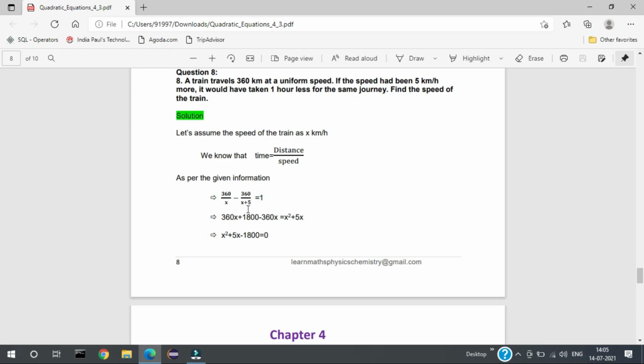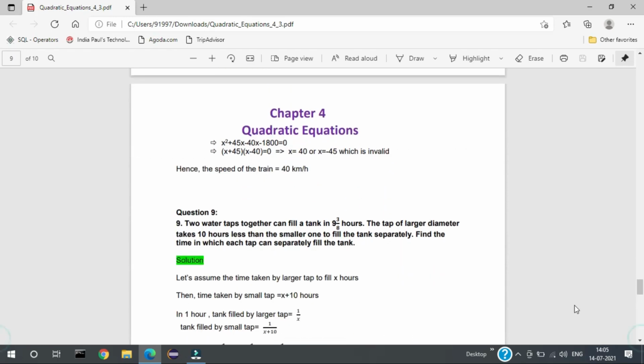So taking the LCM and solving, we will get 360x plus 1800 minus 360x. That implies x square plus 5x. So 360x and minus 360x get cancelled. So x square plus 5x minus 1800 equals 0. So next, x square plus 45x minus 40x minus 1800 equals 0. x plus 45 into x minus 40 equals 0.